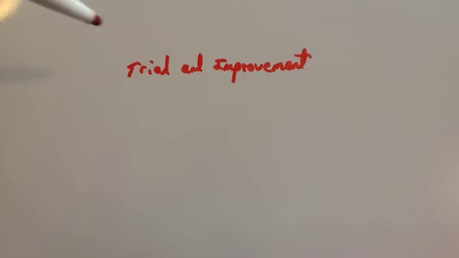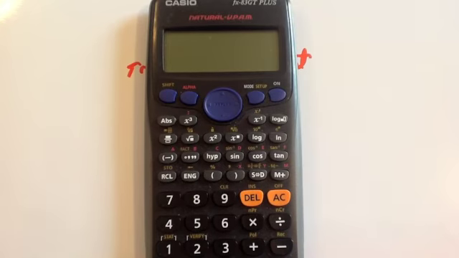In this video we're going to look at how to solve equations using trial and improvement. To do that you're going to need to make sure that you have got your scientific calculator.